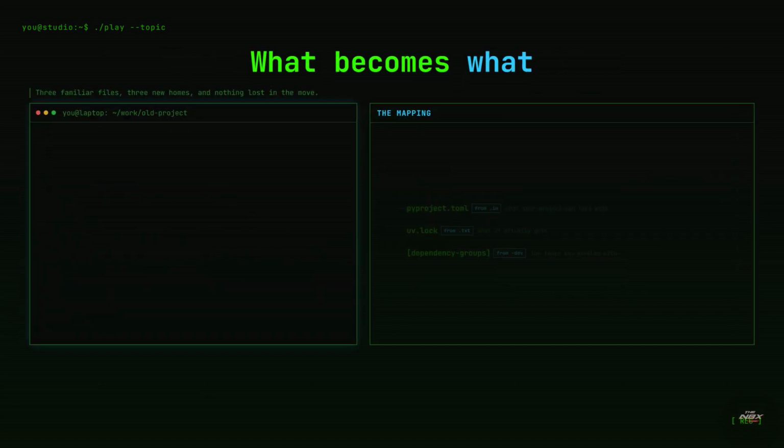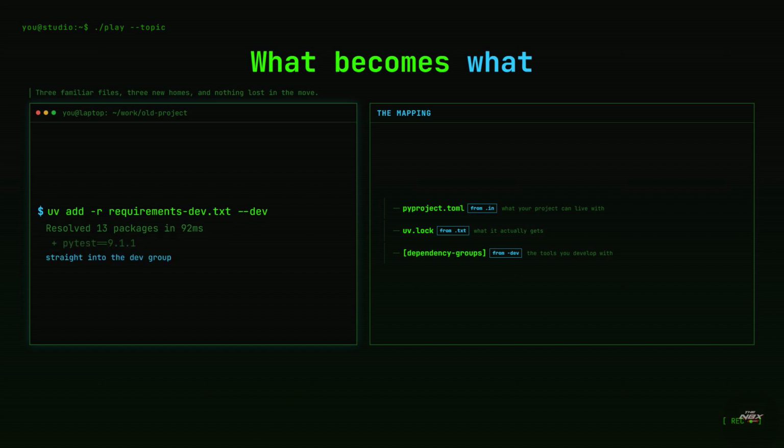The mapping is easy to hold. Your loose requirements file becomes project dependencies. Your pinned file becomes the lock file. And any dev requirements file becomes a dependency group, which is what Chapter 7 called the development group.